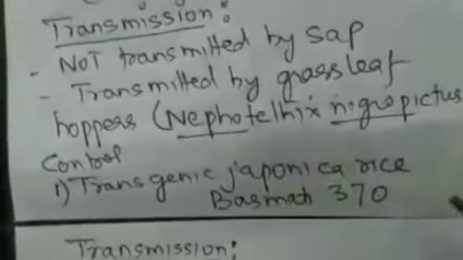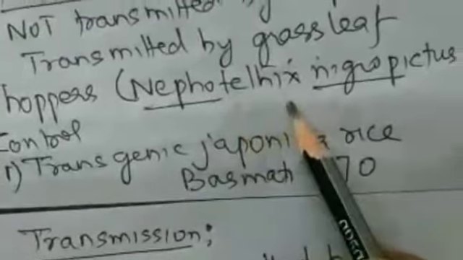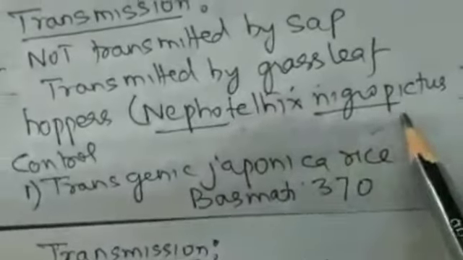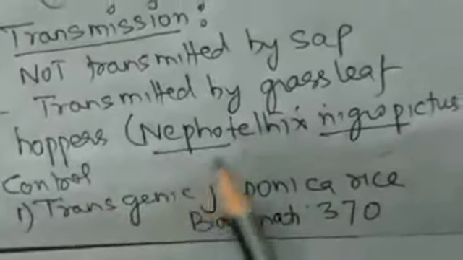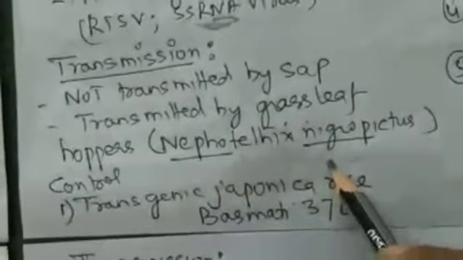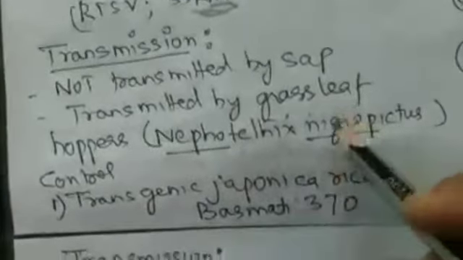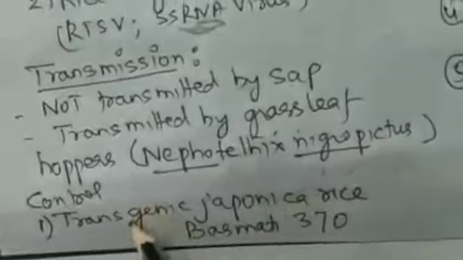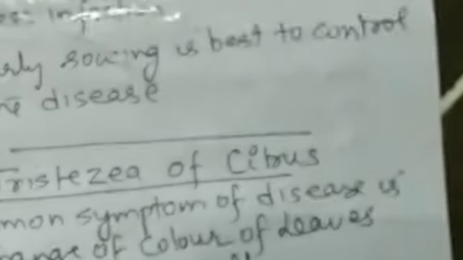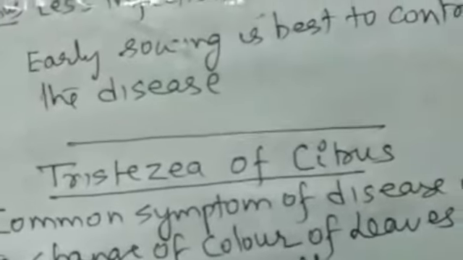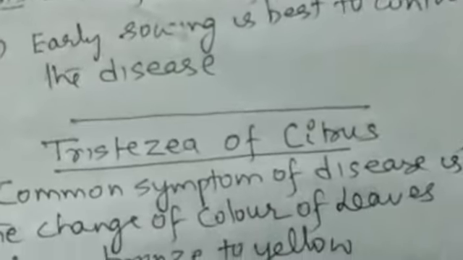Transmission is not by sap, as in TMV. I already told you, it is by the grasshopper called Nephotettix nigropictus. And when we go for the control, the transgenic japonica rice and Basmati 370 are basically raised. And besides this, some mite-infected plants show resistance. So early sowing is the best control for this disease.